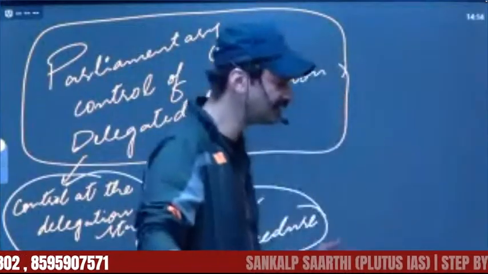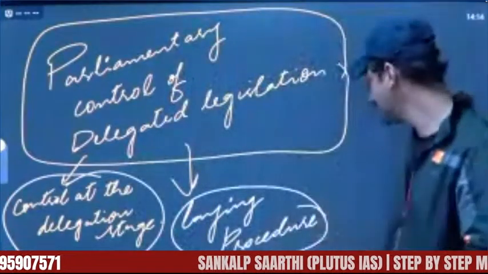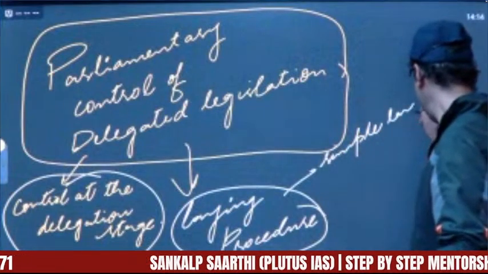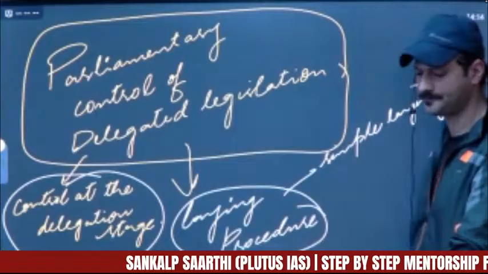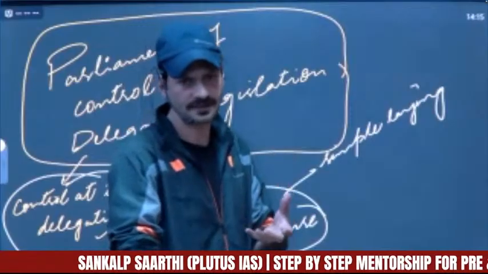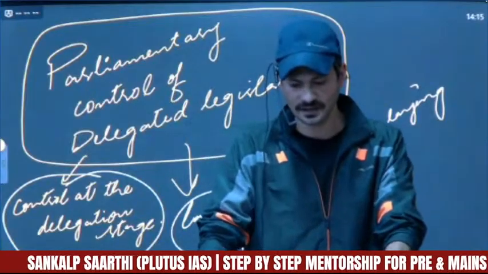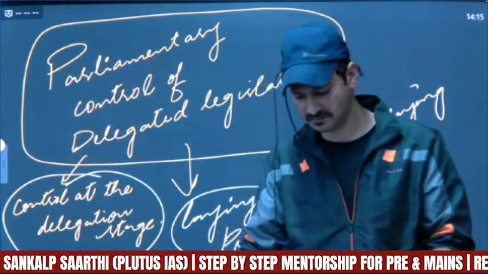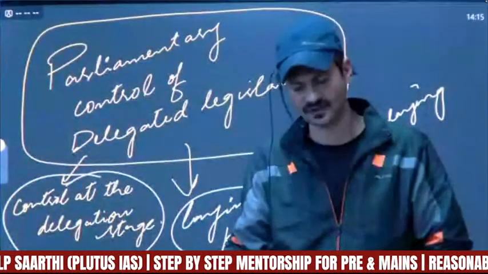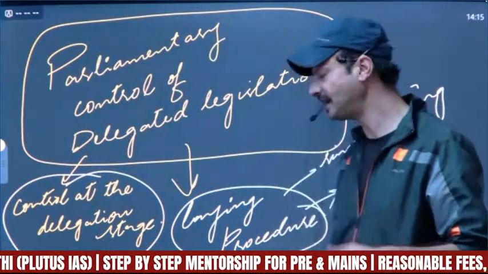So there are various types of laying. Laying is not a simple procedure. Although there is one type of laying which is called simple laying. In simple laying, the rule which has been made by the bureaucracy is simply placed in front of the parliament for information. Parliament may discuss it, but does not necessarily vote on it. Okay, this is called simple laying. Then there's another type of laying. It's called negative laying.